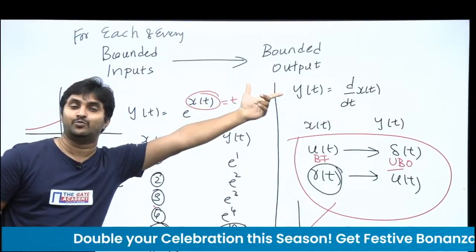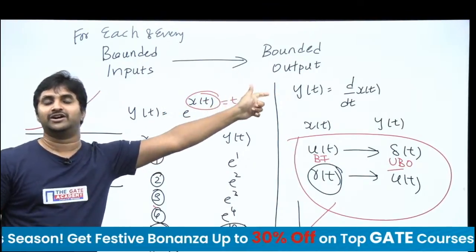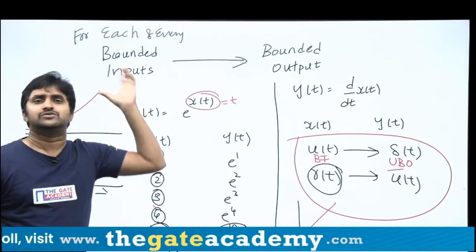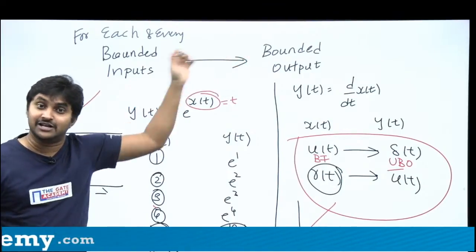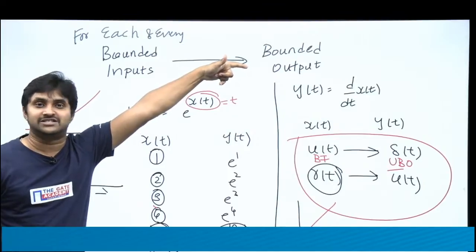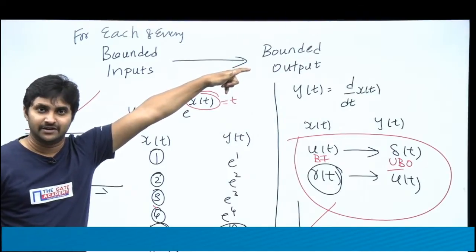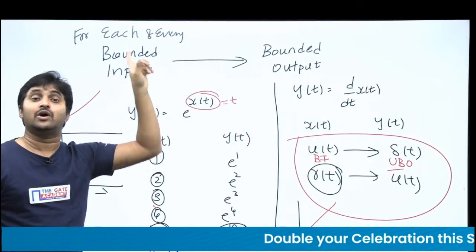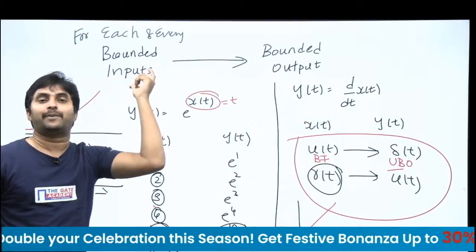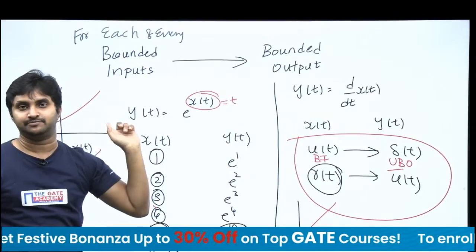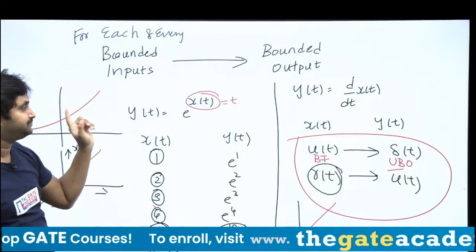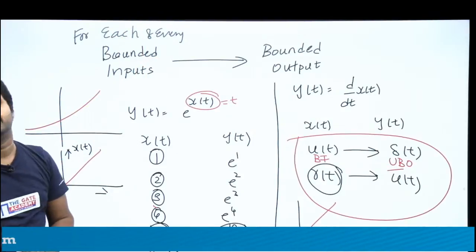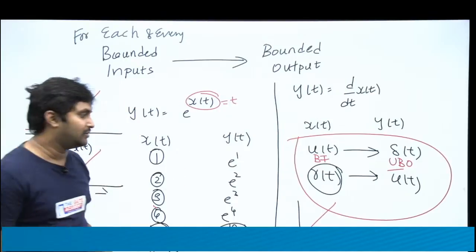Then only you can expect an output which is bounded. If you apply unbounded and you say, sir, I am getting unbounded here, and here also I am getting unbounded, so it is unstable. No, this is not satisfactory, right? Here you have to apply something which is bounded, and you have to expect bounded. If you are applying unbounded, this is a wrong expectation from your side. You have to maintain that this is always going to remain a bounded value.